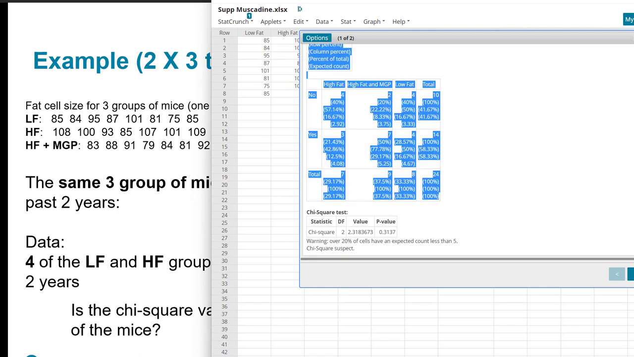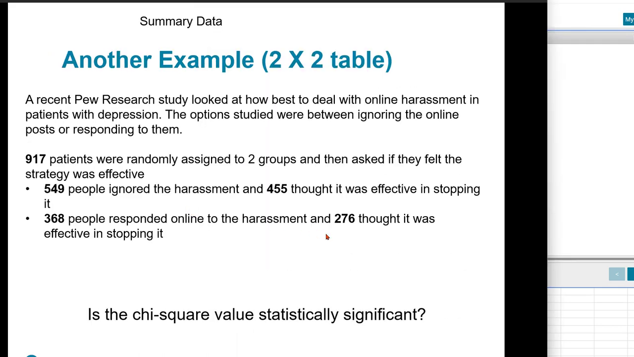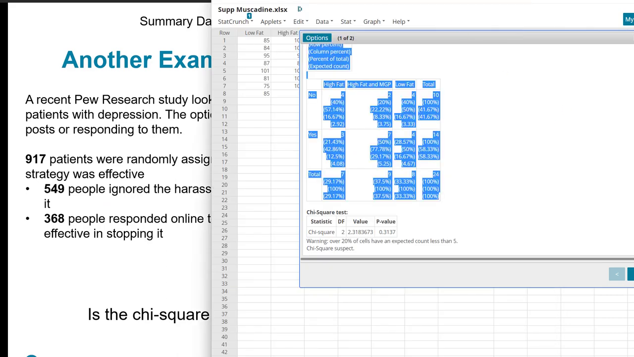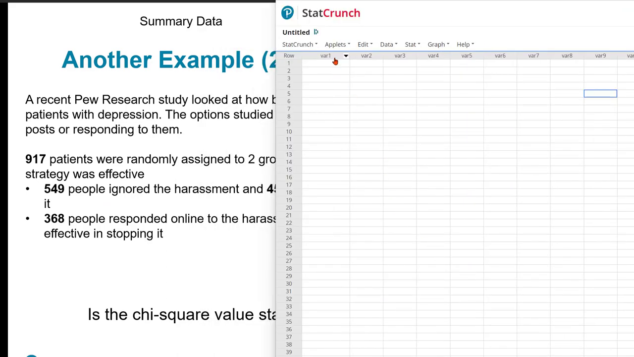Let's do an example with summary data with this Pew Research study that looked at how to deal with online harassment in patients with depression. 917 patients were randomly assigned to two groups and asked if they thought that the strategy they employed was effective. Recall that we can set up a contingency table in StatCrunch with summary data by putting the dependent variable in the first column, and then typing in the counts of two groups in the next column based on the outcomes of that first dependent variable, the effectiveness of the strategy in this case.